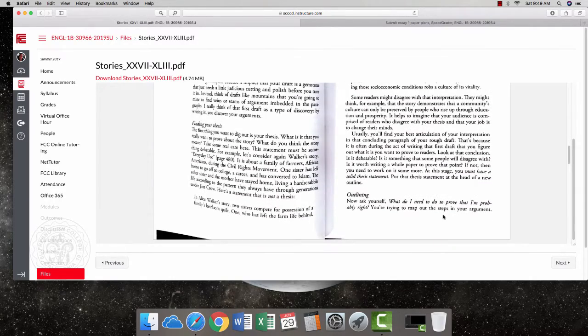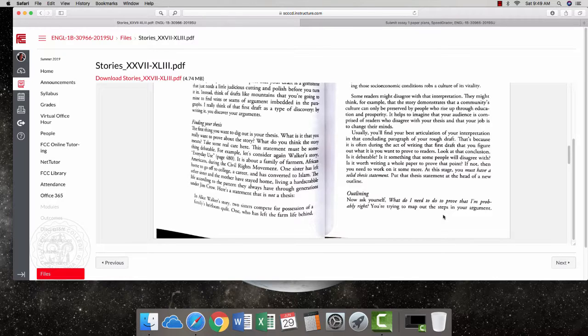Finding your thesis. The first thing you want to dig out of your mountain is your thesis. What is it that you really want to prove about the story? What do you think the story means? Take some real care here. The statement must be something debatable.